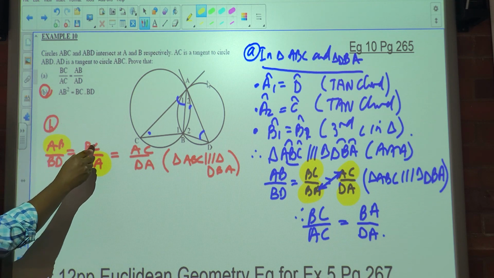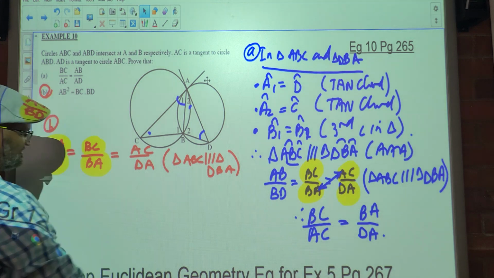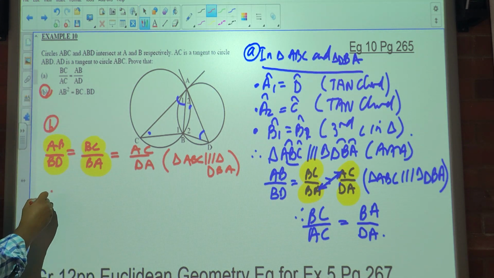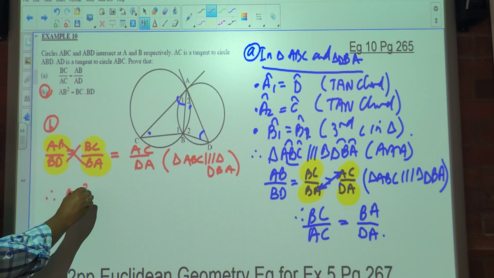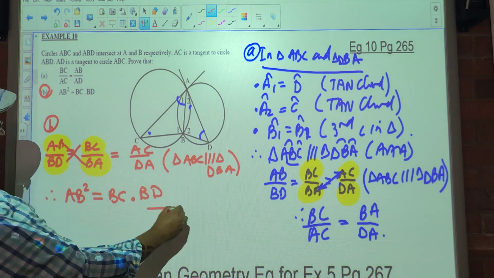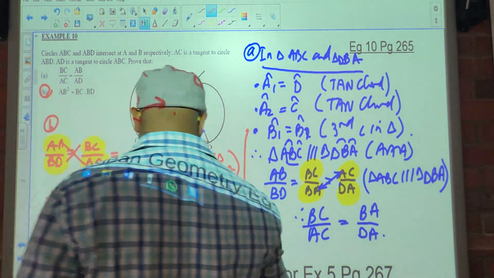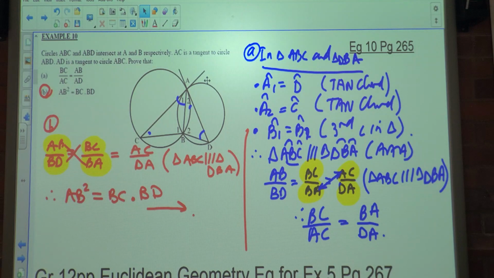Then they want BC and BD. Okay, they couldn't have made it easier for us. Not so. So I can say therefore, what's AB times AB? AB squared is equal to BC times BD. Okay. Is there any confusion here? Right.